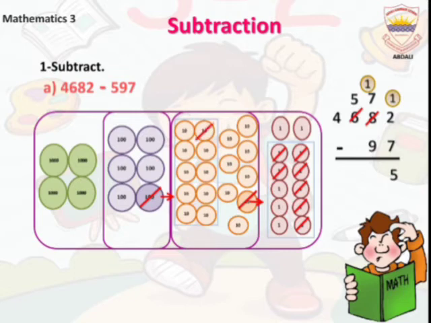Now students, let's cut 9 number disks of tens. Our remaining number disks are 8. So we write 8 at tens place. When we subtract 9 from 17, we get 8.